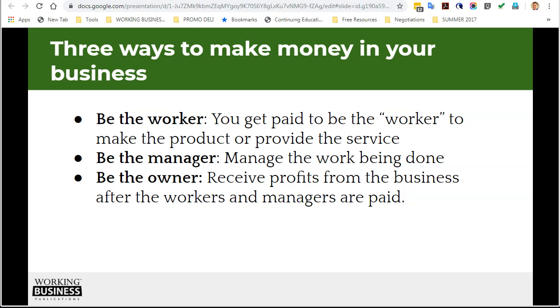So there are three ways to make money in your business, and it's very important to identify the three roles that are happening in your business. If you are doing these three roles, it's important to identify when you switch between the roles and how much you're going to be making in each. And you want to be sure that you're paying yourself for each of these roles if you ever have hopes of growing your business.